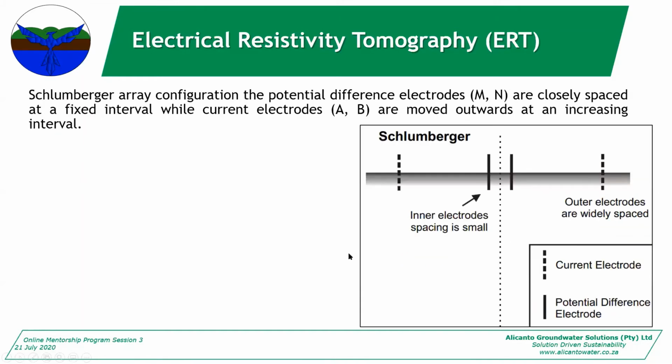In a Schlumberger array, the potential difference electrodes M and N are closely spaced at a fixed interval, while your current electrodes A and B are moved outwards at an increasing interval. So you see MN stays constant, and AM and NB get bigger and bigger as you go on your survey. Everybody understand that? The two different arrays. Yes. Yes.